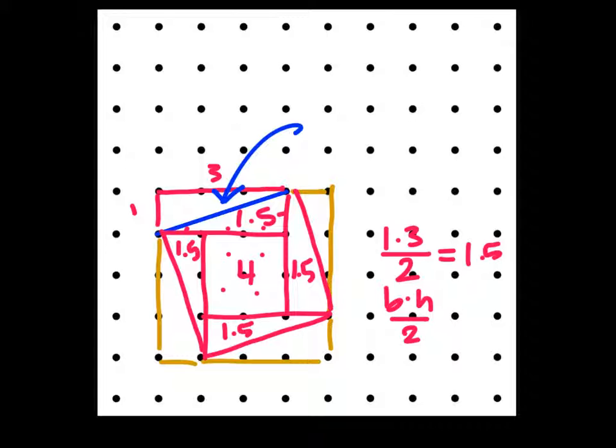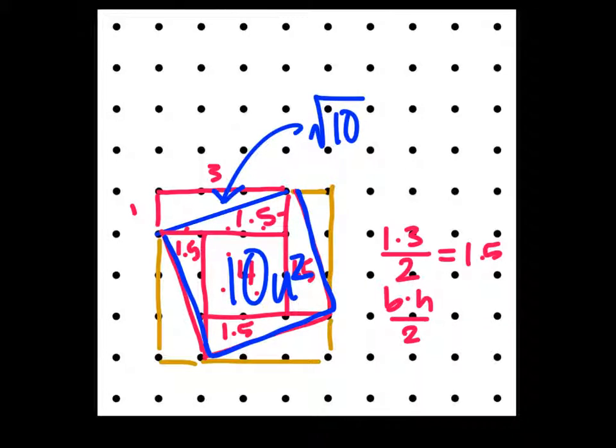So we have 1.5 plus 1.5, which is 3, and we have 2 sets of those, so I can say that I have 6 plus 4. This space is 10 units squared. That means if I were to describe this square area, it's 10 units squared, but if I were to look at the side length of that area, that is going to be the square root of 10 units.